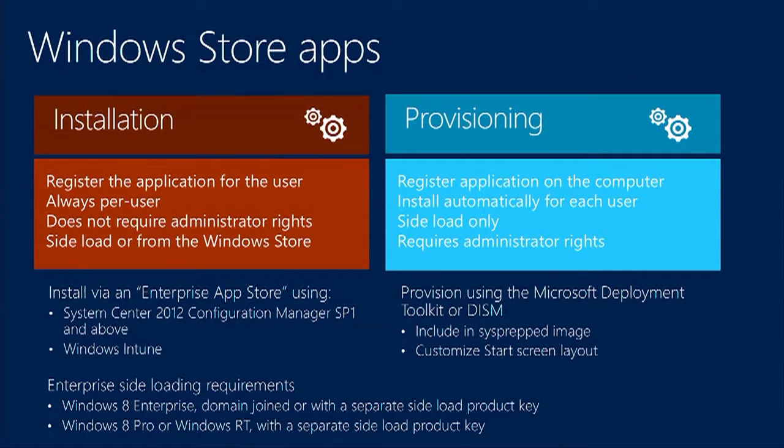You can also provision apps on a machine by making them available to all the users on that device. So provisioning registers the app on the device and then automatically installs it for every user, whereas installation only installs it for a single user. This is definitely different than the behavior of any apps that you've deployed before on Windows. It's not the same as the existing MSIs or setup.exes. These things always install silently. They don't require admin rights. There are just some different behaviors that you need to be concerned with.